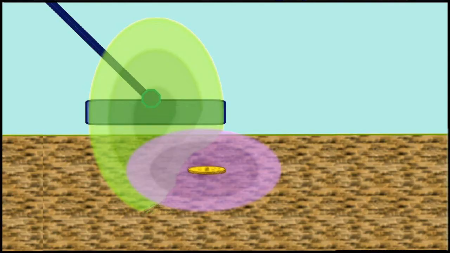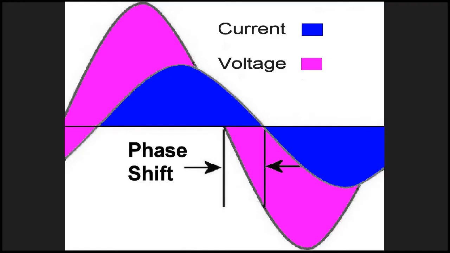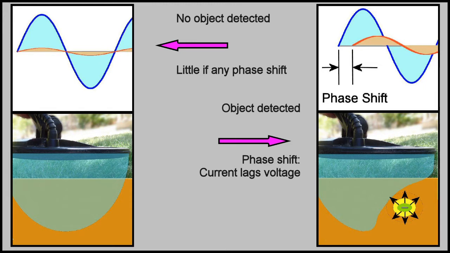Now here's the trick. The physics of that current in the coin are such that it pushes back in the opposite direction against the current in the detector coil. This pushback, or echo, slows the current in the coil, but it has no effect on the voltage. The result is that the current in the detector coil becomes out of step with the voltage. This is called phase shift in electrical jargon. It means the current waveform lags behind the voltage waveform. Phase shift from a coin in the ground.